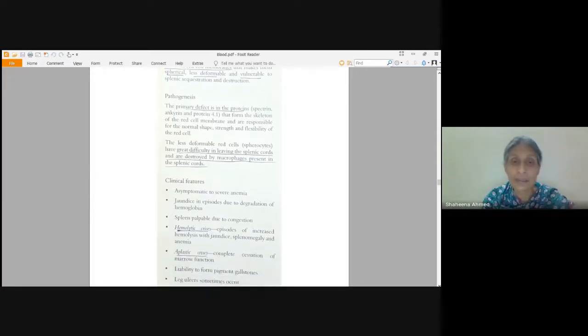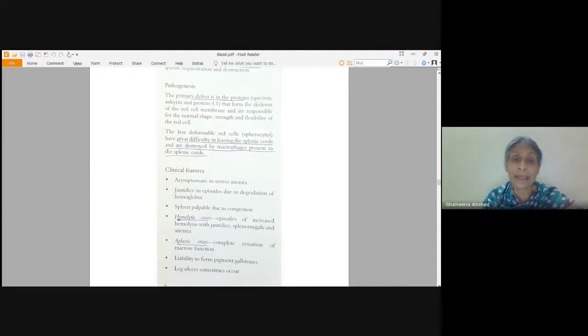Now the pathogenesis is that the defect lies in the proteins of the cell membrane of the RBC, and these proteins are spectrin, ankyrin, and protein 4.1. Now, there is a defect in these proteins due to which the shape of the RBC is altered. It becomes a sphere, due to which the strength and flexibility of the red cell becomes compromised, and they are destroyed in the spleen.